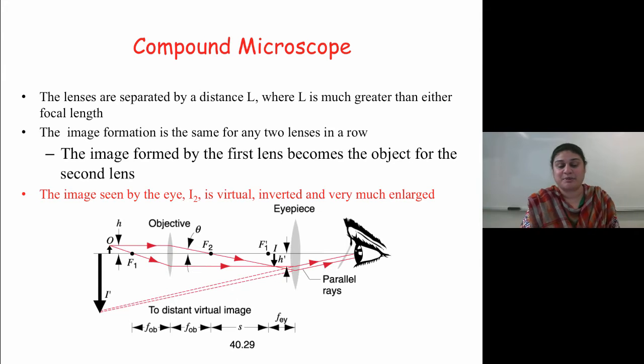So going back to this picture, this is the eyepiece, and this is the objective, right? And this is the object that we are trying to see.